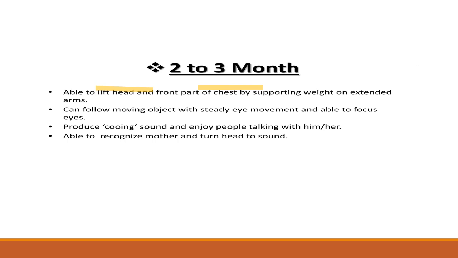Okay, at 2 to 3 months, the baby can follow a moving object with a steady eye movement, is able to focus the eyes, produce a cooing sound, talk with her mother or caregiver, and is able to recognize the mother and turn the head to sound. These come under 2 to 3 months. You can read it. Okay.